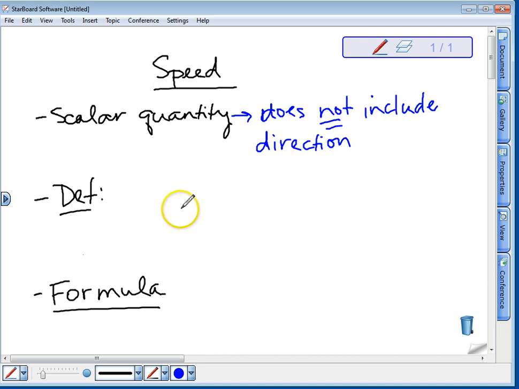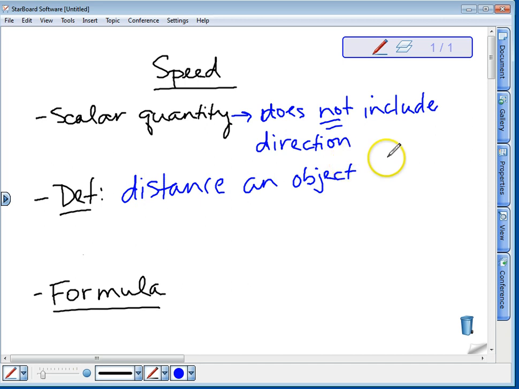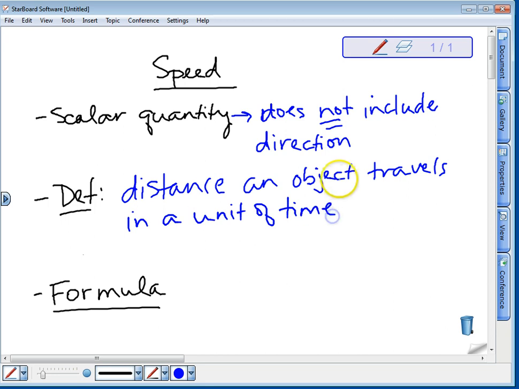The definition of speed is simply the distance an object travels. This object can be a person, it could be a thing. It's the distance the object travels in a unit of time, or in an amount of time. Okay, so how far do you go in how much time?